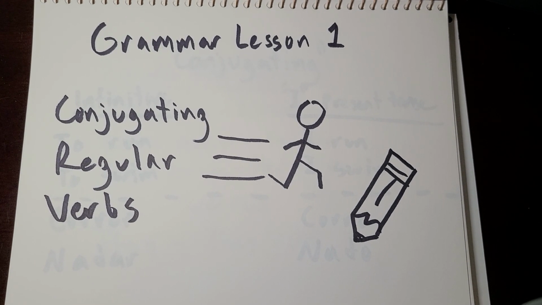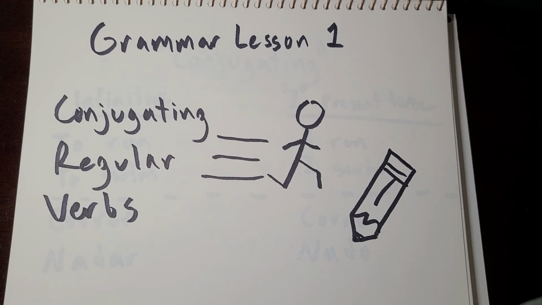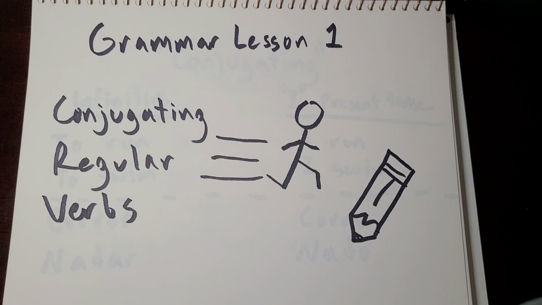This episode is going to be Grammar Lesson 1 about conjugating regular verbs, a little introduction about what that means, super simple, and then we're going to talk about one type of verb in Spanish, those ending in AR. Okay?